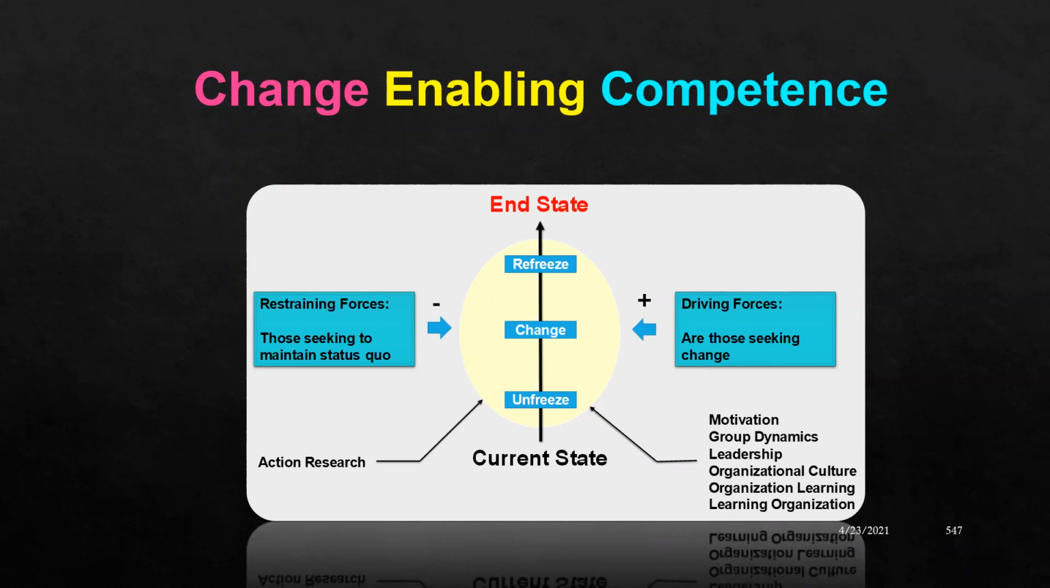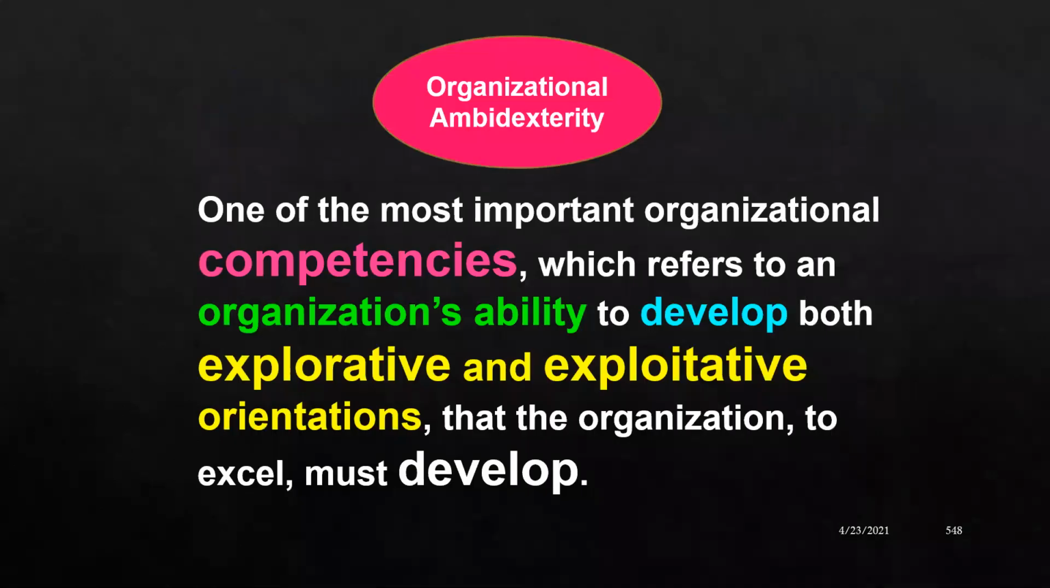And along this process, we have a lot of other theoretical issues, and every one of you can look into the literature review and stress upon it, especially in the research area. So for instance, in the motivation area, in the group dynamics area, in the leadership area, in organizational culture, in organizational learning, in learning organizations, all this theoretical platform could be used to help you realize this organizational change.